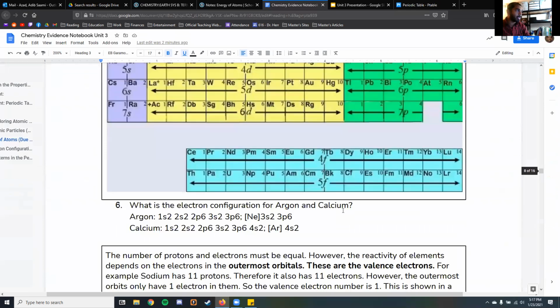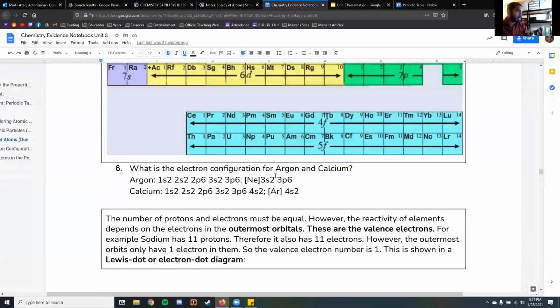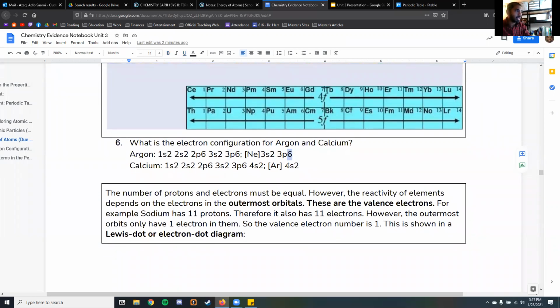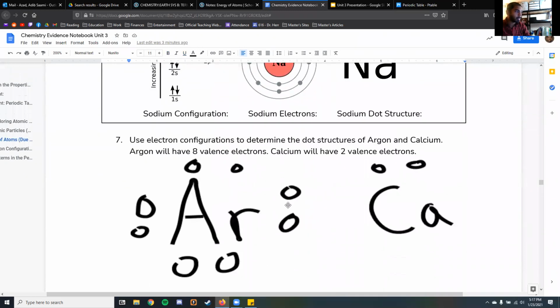And so going back to the previous questions, argon has a total of 2 plus 6, 8 electrons, and calcium in its 4th energy level only has 2 electrons. So when we draw them out, argon should have 8 dots around it, and calcium should just have 2. If you don't know how to draw it in, a statement will be just fine.